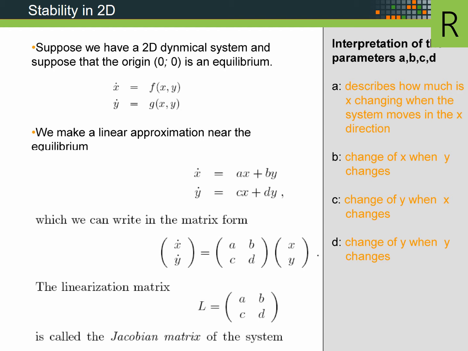This allowed us then to write the coupled differential equation as x dot equals a times x plus b times y, and y dot as c times x plus d times y. So we have only four parameters, a, b, c, and d, which we can write in a matrix form to illustrate the very same differential equation. That means we have now a vector of x dot and y dot. We have a matrix composed of a, b, c, and d, which is called the Jacobian, and we have the state of the system, that is x and y.